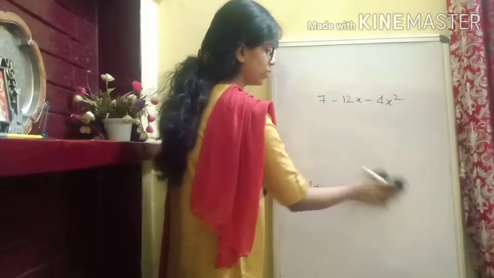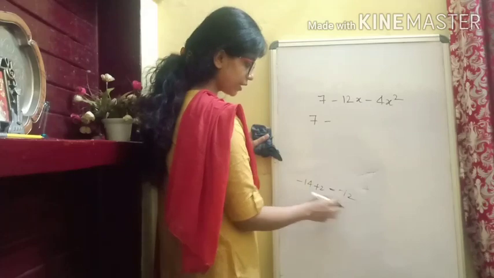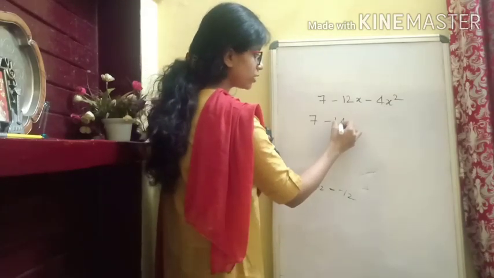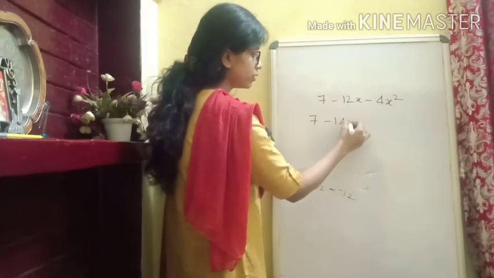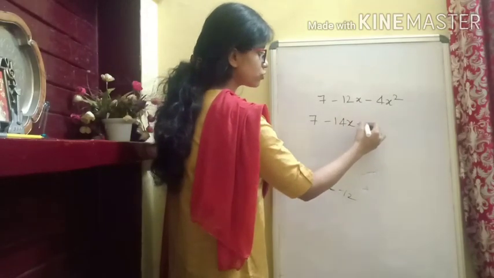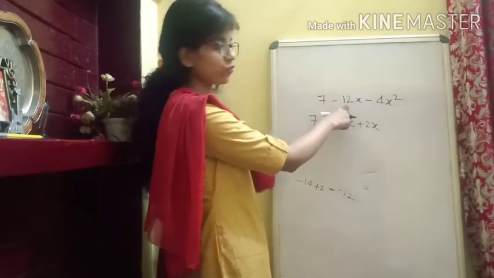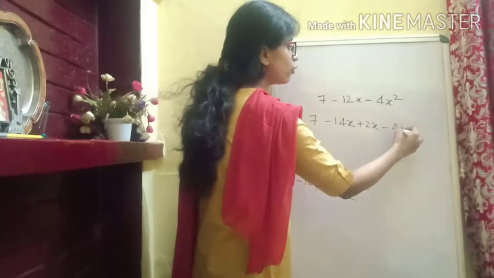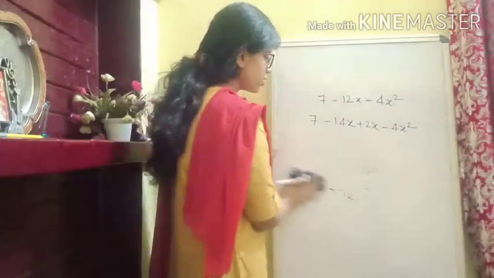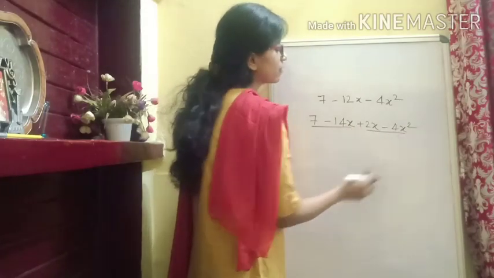Okay. So let's write 7 as it is, minus 12 written as minus 14 plus 2, and x, of course, the variable, so minus 14x plus 2x. Isn't it? Minus 14x plus 2x will give you minus 12x. Then we have this minus 4x squared. Is it okay? Now we have split it into 4 terms and we will pair them and take common.